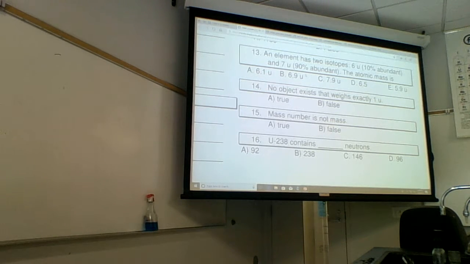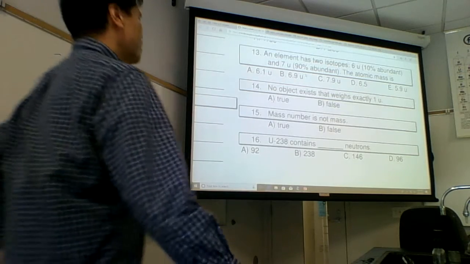14. No object exists that weighs exactly 1 U. If it's false, what object weighs exactly 1 U? Carbon-12 doesn't weigh exactly 1 U. That's why I don't like that definition. The definition is, they say 1/12 of a carbon-12 atom weighs exactly 1 U. But how can you get 1/12 of a carbon-12 atom? Is that possible, to slice it into 12 even pieces? No. And so it's impossible. There's nothing that weighs exactly 1 U.